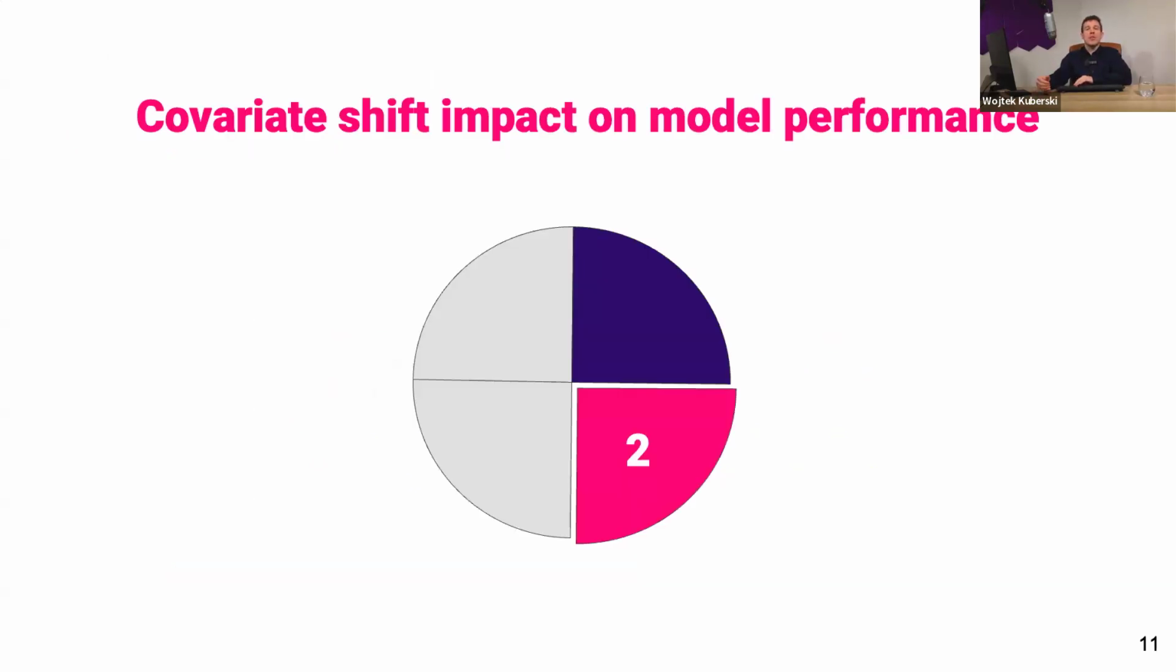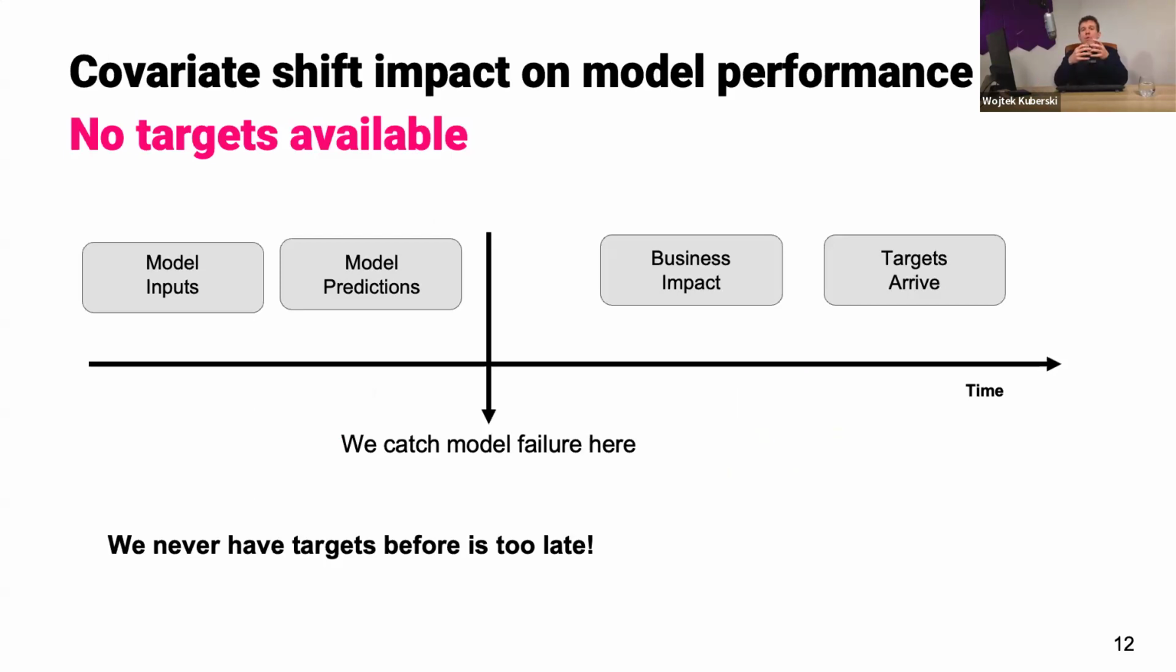Now we're going to be focusing on the first reason why machine learning models can fail, which is the covariate shift. And before we go into really discussing the intuition of how covariate shift can impact model performance, we need to talk about one really important thing: we generally want to catch model failure, or catch change or deterioration in model performance, before there is business impact. And what you see is basically a timeline. The first thing we get is model inputs. These model inputs are then fed to the model. The model will make predictions.